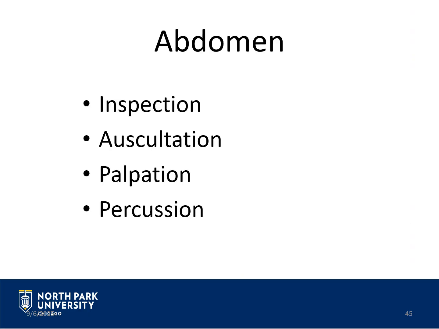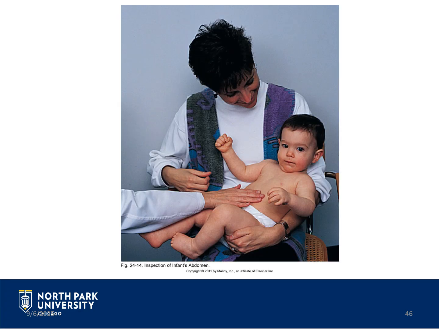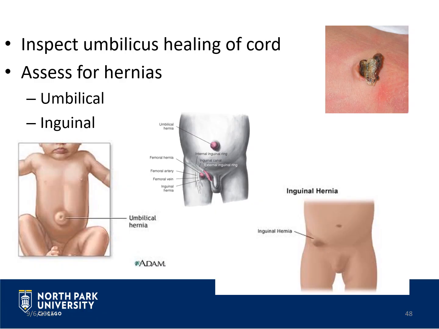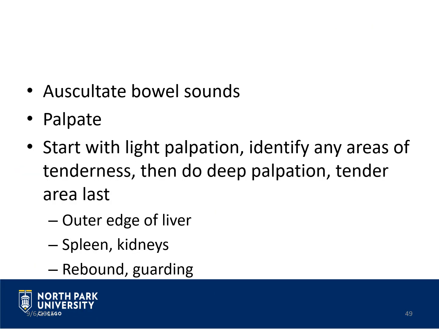Let's look at the abdomen. Just like an adult: inspect, auscultate, palpate, percuss. Inspect, look for the size of the abdomen. Remember, infants have that abdomen that sticks out because of their scaphoid. Umbilicus, looking for hernias. Auscultate for bowel sounds. Whenever a kid comes in with abdominal pain, I always want to rule out appendicitis.